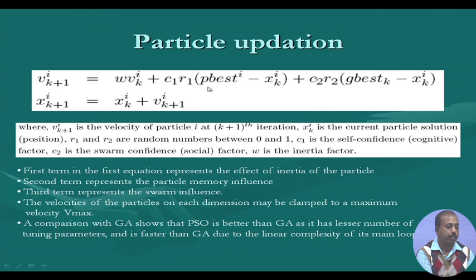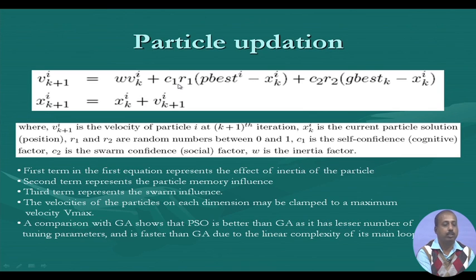They are called confidence factors, and R1 and R2 are two random numbers between 0 and 1. C1 is called self confidence because it contributes to the confidence that I have in my own history, and C2 is known as the swarm confidence or social confidence because it gives the confidence over the global situation, the global best situation. And R1 and R2 are randomly generated.